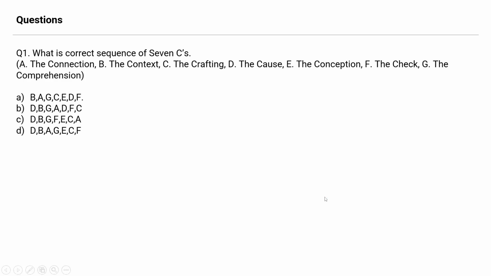All right. So the question is, what is the correct sequence of 7 C's? The 7 C's we talked about, Chakku's 7 C's. C stands for the concerns. It's coming from Professor Chakravarti. So please read the question once again and try to attempt it. What is the correct sequence of the seven C's?